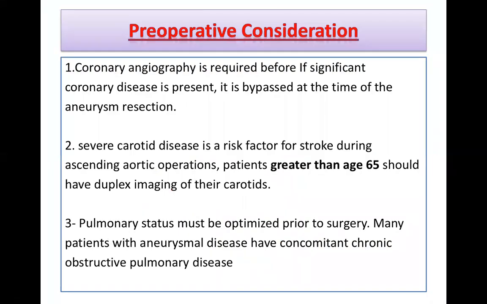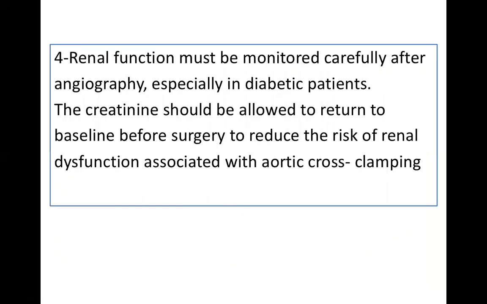In preoperative consideration, we have to do the coronary angiogram. If significant coronary artery disease is present, it is bypassed at the time of the aneurysm resection. Severe carotid disease is a risk factor for stroke during ascending aortic operation, so patients greater than 65 should have a duplex for their carotids. Pulmonary status should be optimized before surgery because of concomitant chronic obstructive pulmonary disease. Renal function also should be optimized.